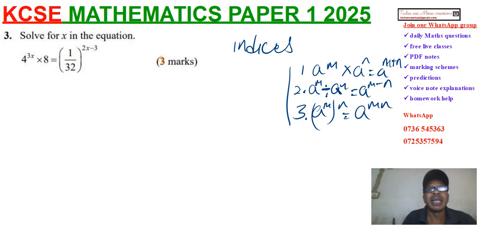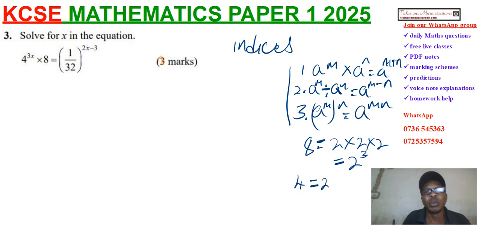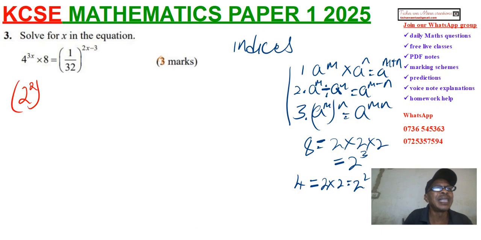We come here and say 8 is the same as 2 times 2 times 2, so it is equal to 2 to power 3. Therefore, we can write 8 as 2 to power 3. Then the same case applies here: 4 is the same as 2 times 2, which is equal to 2 squared. Why am I doing this? So that you can understand. Instead of 4, we write 2 to power 2. And remember, it is raised to power 3x.